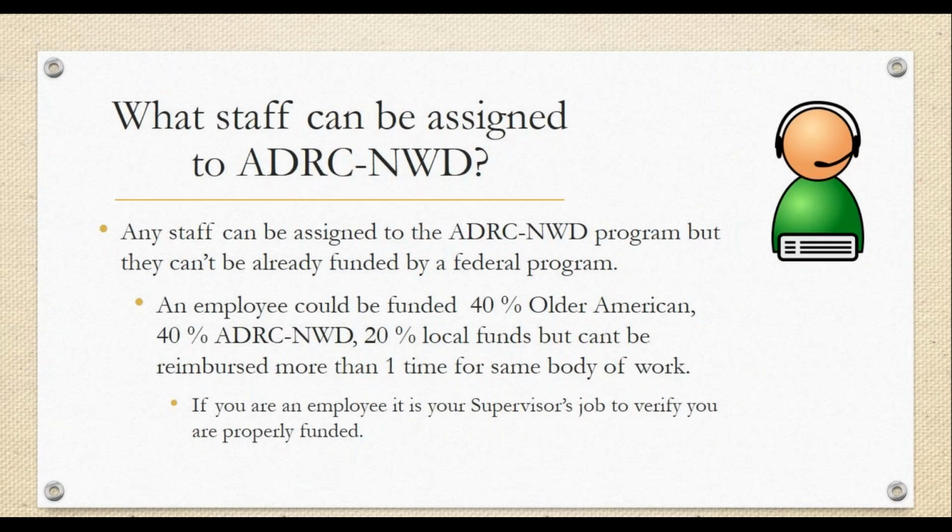What staff can be assigned to ADRC No Wrong Door? If you're an employee, it is your supervisor's job to verify that you're properly funded. Any staff can be assigned to the No Wrong Door program, but they can't be already funded by a federal program. If you have an employee that is 100% or full-time, they can be funded by 40% Older Americans Act, 40% No Wrong Door, and 20% local funds, but they can't be reimbursed more than one time for the same body of work. And another way to look at it is, if the activity that you are doing is already being funded, such as Medicaid, you can't also fund it by No Wrong Door. I know it can be confusing, so if you have any questions, we are here to answer your questions.